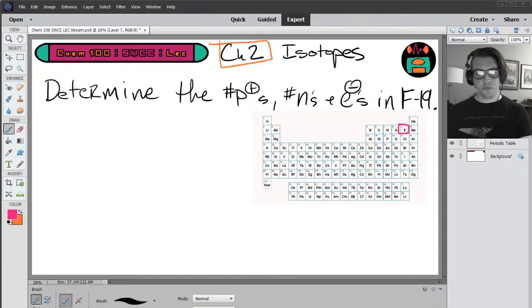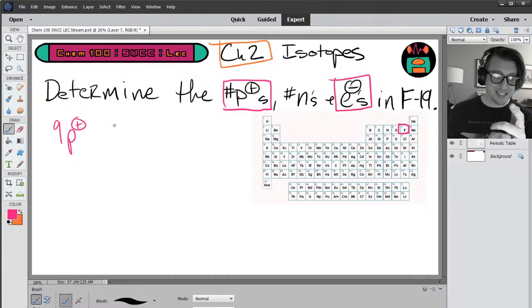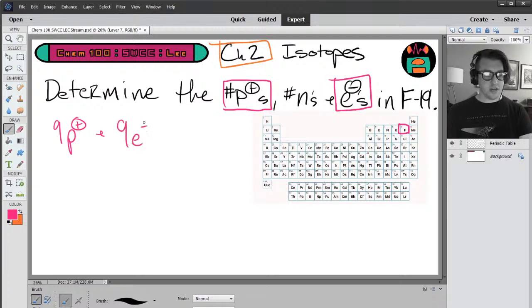All right, so first off, when we are asked to determine the number of protons, neutrons, and electrons, the thing to remember is the periodic table will tell you the number of protons and electrons. There are 9 protons in every fluorine atom because that's on the periodic table. And because neutral elements have the same number of protons and electrons, that means that there are also 9 electrons.